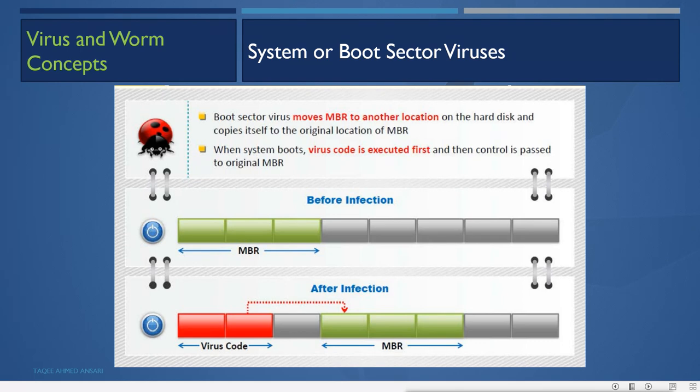It moves that bootloader file somewhere else and places its own code into that MBR, and it sets the jump on it. So when the system boots, the virus code is executed first, and then control is passed to the original MBR. So it places itself first before the MBR, where the bootloader files are. It moves the bootloader files behind, and first it loads itself. So before running anything, like before the operating system, the virus code executes first, and then it compromises the whole system.